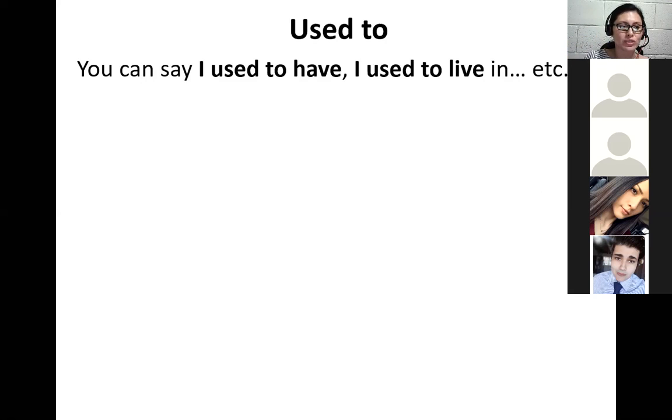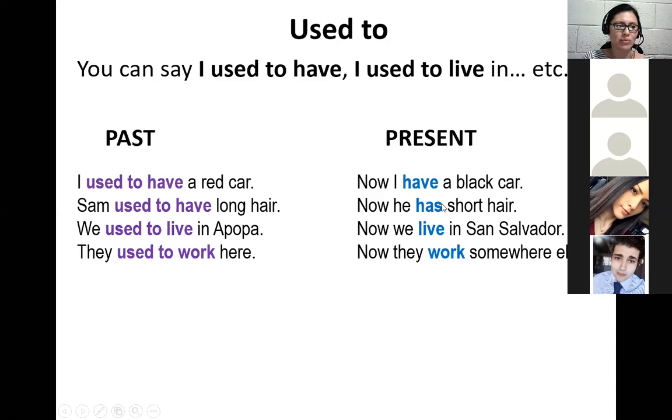Or I used to live in, for example, I can say I used to live in Santa Ana, but now I live in San Salvador, which is not true. In my case, I have lived in San Salvador my entire life, right? So I used to live in Santa Ana, but now I live in San Salvador. So then we're going to compare, you know, past and present, right? So I can say I used to have a red car. And this is very important, right?